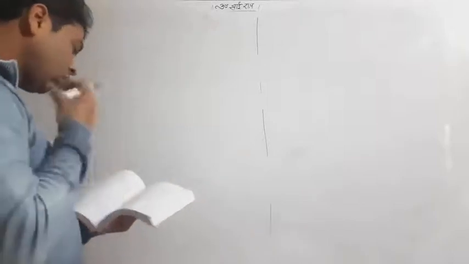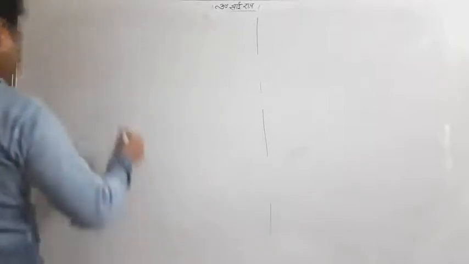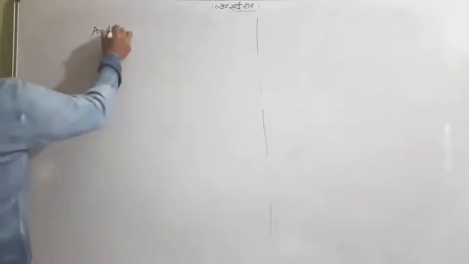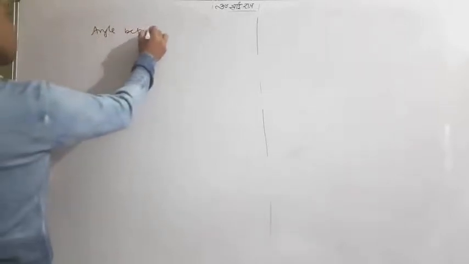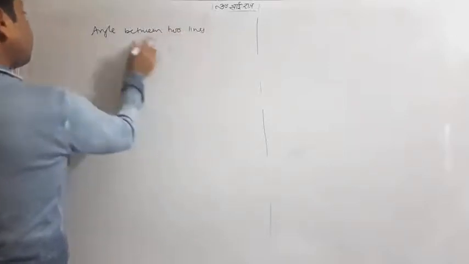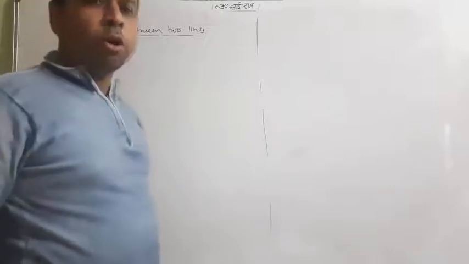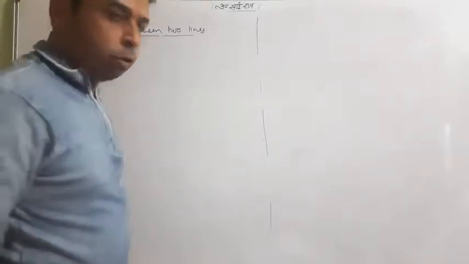We have now angle between two lines. It is again a very easy concept. Now we'll find the angle between two lines. Angle always depends on slopes. Look at, I tell you.